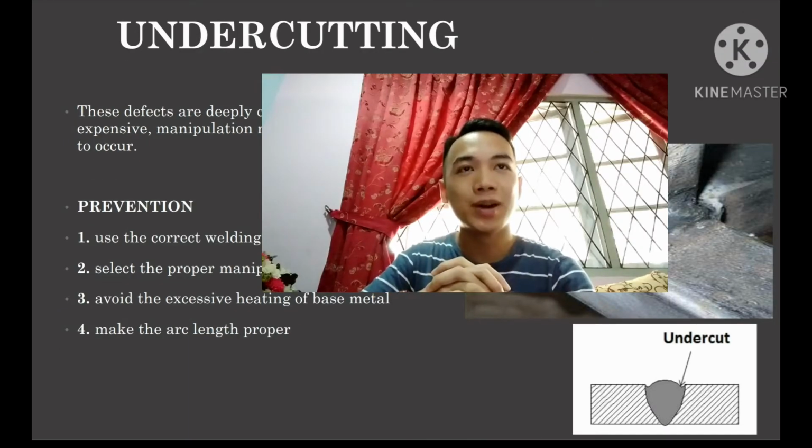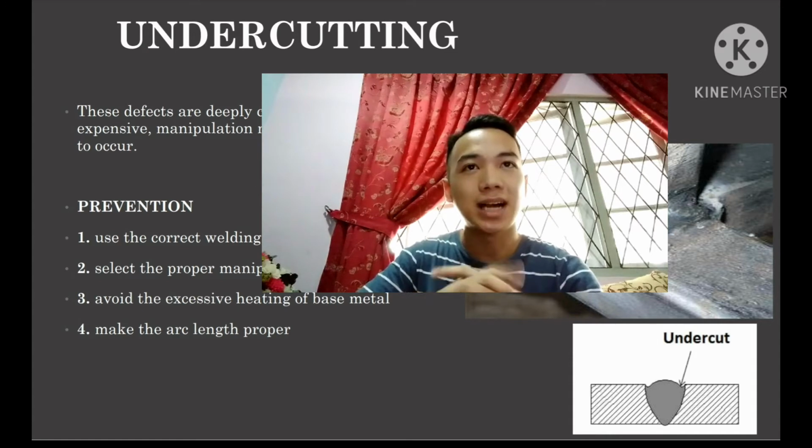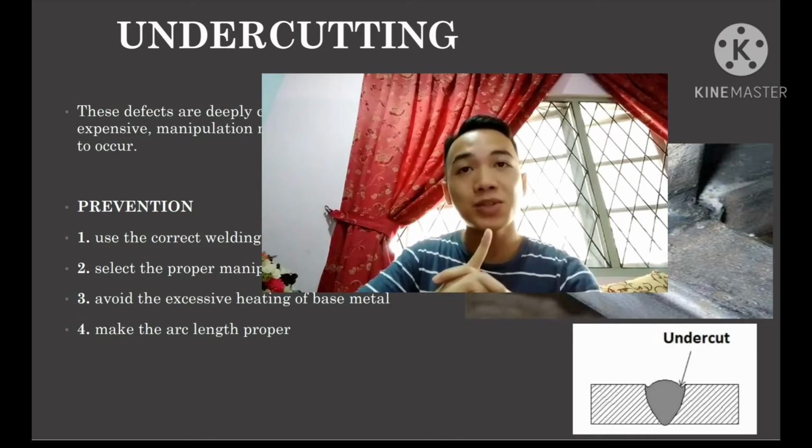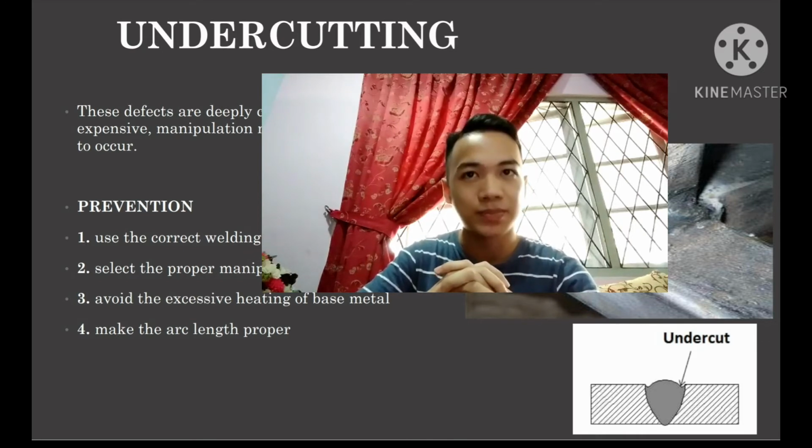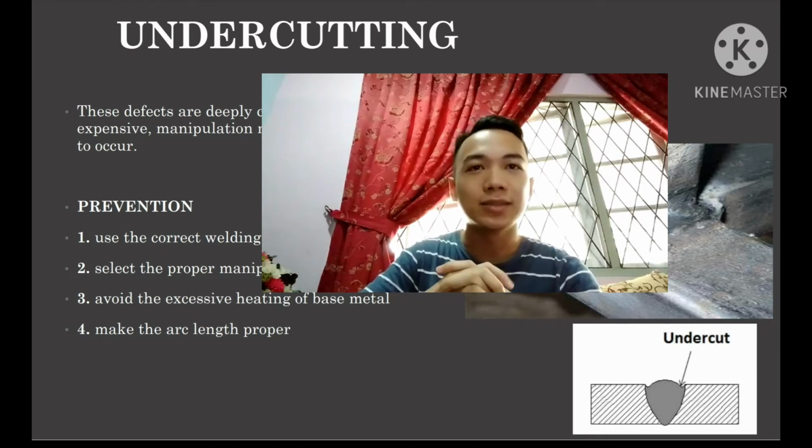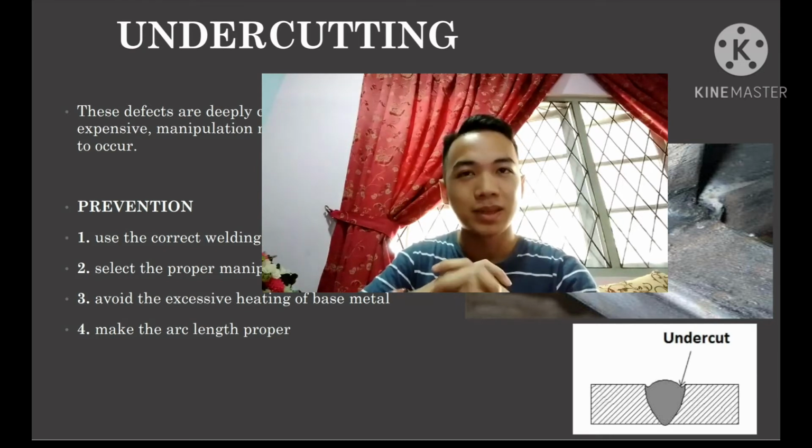So let's move on to undercutting. These defects are deeply cut grooves. When welding current is too excessive and the manipulation method of electrodes is improper, they are liable to occur. So, prevention. The first one is use the correct welding current. The second one is select the proper manipulation speed. The third one is avoid the excessive heating of base metal. And the fourth one is make the arc length proper.